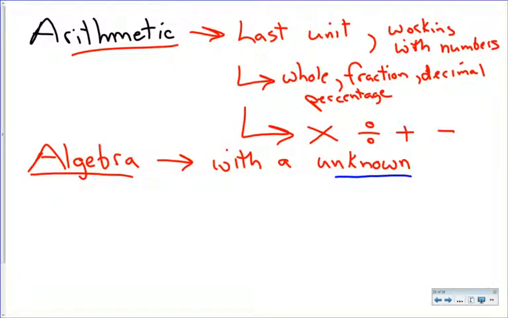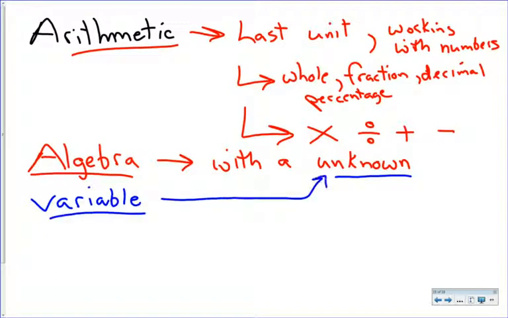And this unknown is essentially what we learn next, which was the concept of a variable. A variable is the unknown, okay? But in math, we start to write things slightly differently. So the second we start getting into algebra, the way we write math changes a little bit.